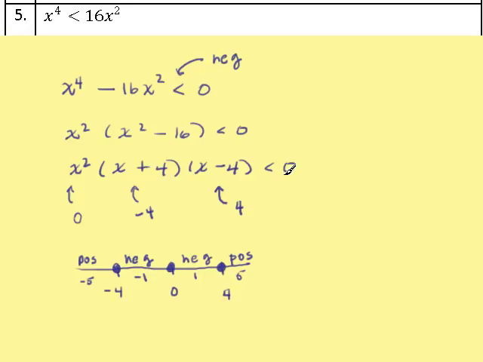Now, we want less than 0. We're just interested in negative. That's here and here. Okay, only this. Do not include the zeros. Right, so for this piece, we have x between the minus 4 and the 0. And for this piece, we have x between 0 and 4.